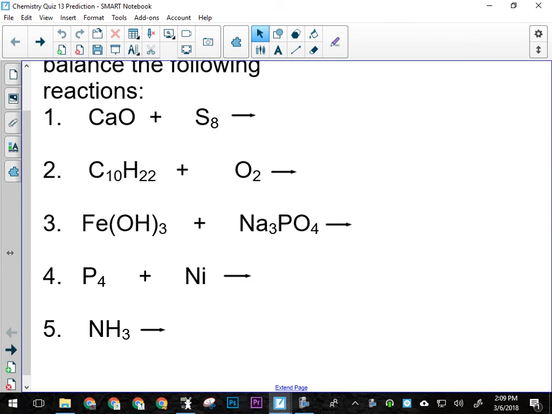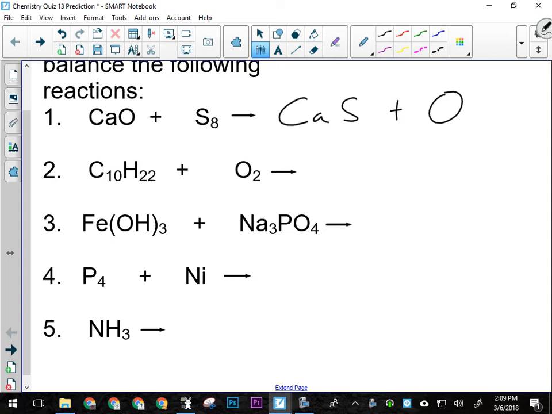Okay, so for question number 1, we have calcium oxide reacting with sulfur. So an ionic compound reacting with an element. What kind of reaction is this? It's a single replacement. Okay, who is sulfur going to replace in this compound? Oxygen. All right, so that means calcium will end up with sulfur and oxygen will end up by itself.